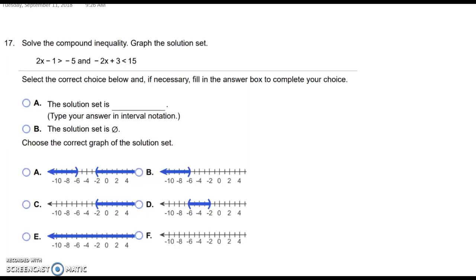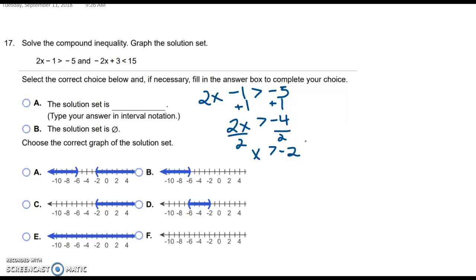Alright, this is the same thing as number 16, so we're going to solve each one separately. We have 2x minus 1 is greater than negative 5. So I'm going to add 1 to both sides. 2x is greater than negative 4. Divide by 2, and x is greater than negative 2. And then we'll solve the other one.